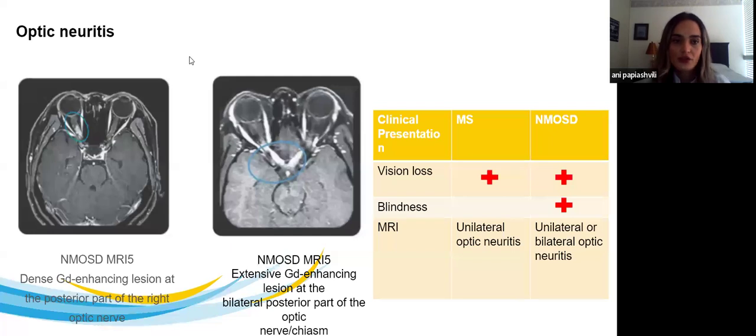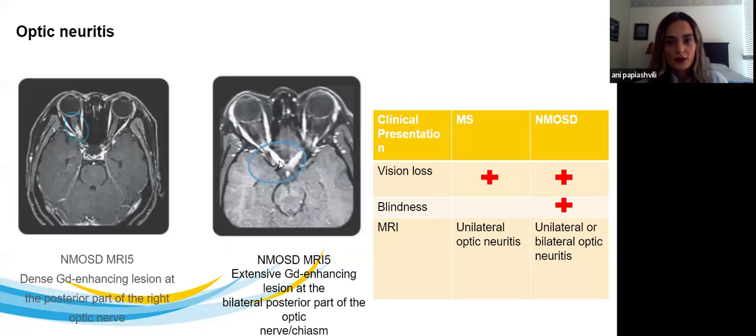Now here I have a picture of optic neuritis. This represents optic neuritis, and also involvement of the optic chiasma, as I showed you previously. And I would like to compare optic neuritis in a patient with multiple sclerosis and a patient with neuromyelitis optica. I already mentioned that in MS, it is more likely unilateral visual loss, and it is not permanent, right? But in neuromyelitis optica, the vision loss can be unilateral or bilateral, and it is more severe compared to MS.